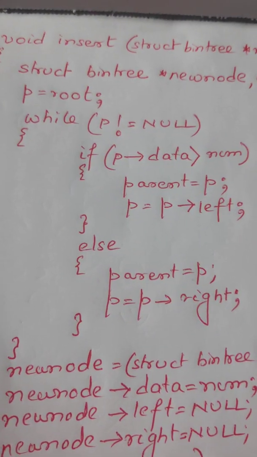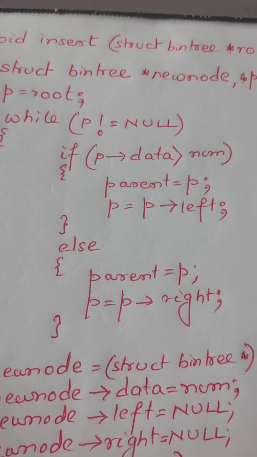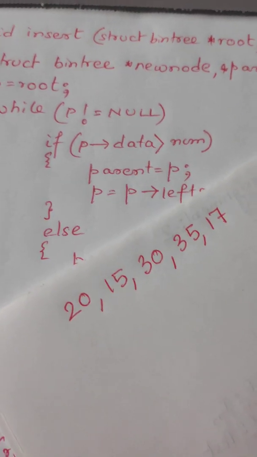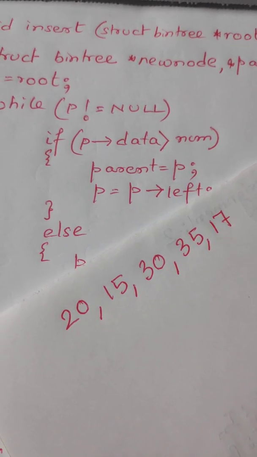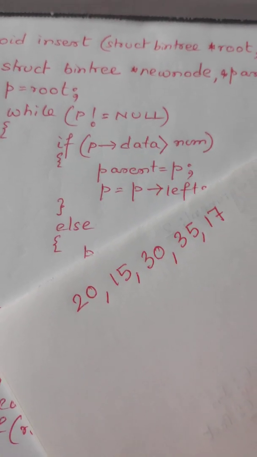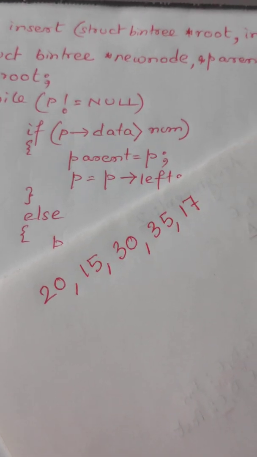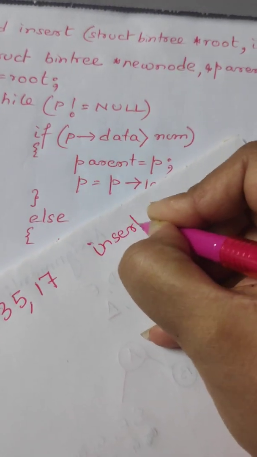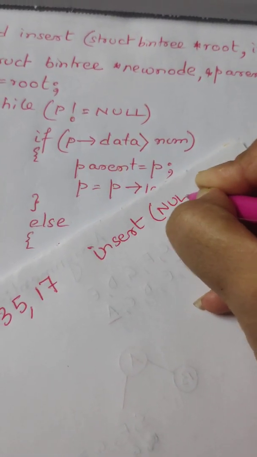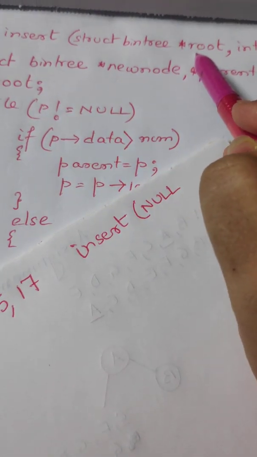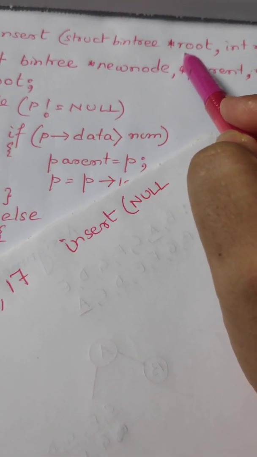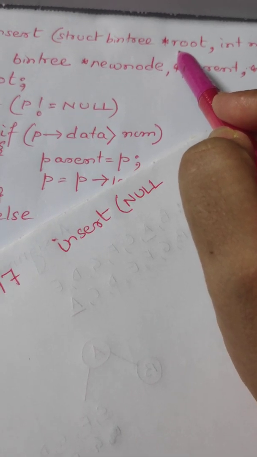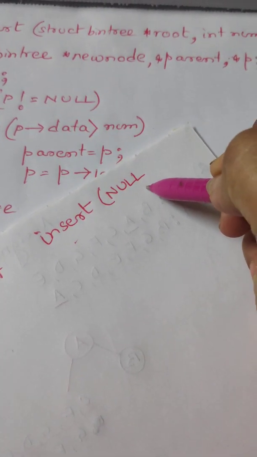Now let me dry run this algorithm. Let me create a binary tree from scratch using these 5 nodes. So at the very beginning, the insert function will be called using null, because over here we will be sending the root value, and for an empty tree the root value is null. So the insert algorithm will be called using null, and we are going to insert the first node, that is 20.